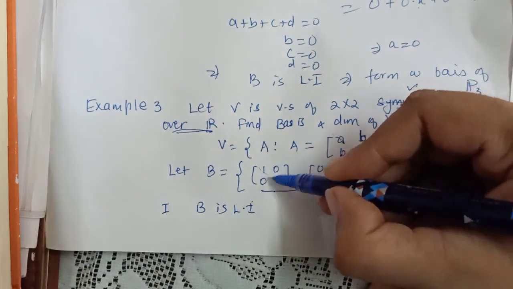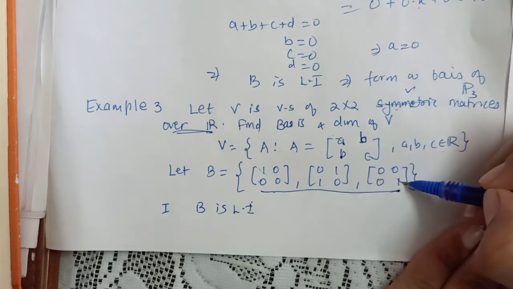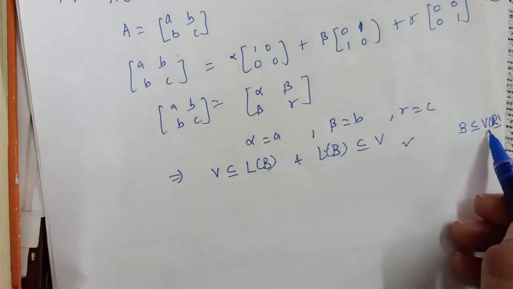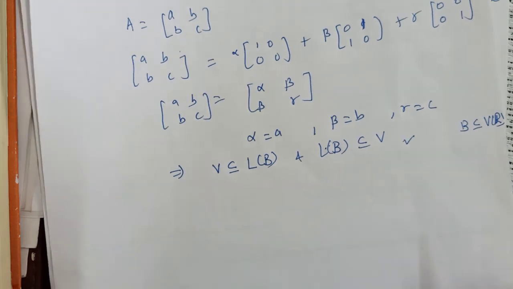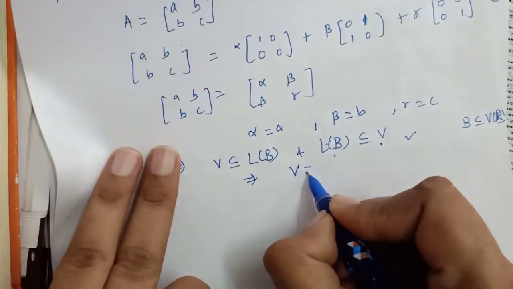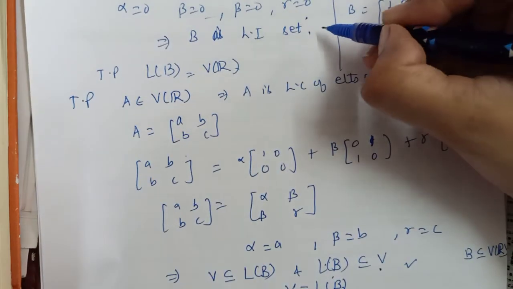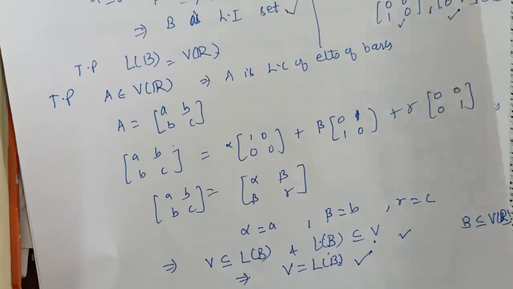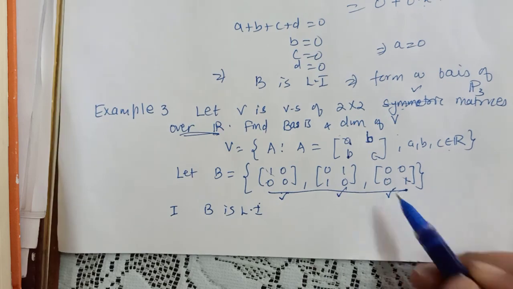This is our diagonal, the elements of the diagonal are the same. This is our diagonal, the elements of the diagonal are the same. So B is contained in the vector space, and since linear combination, scalar multiplication and addition hold, this would obviously hold. It means the vector space is equal to the linear span of B. So B is a linearly independent set and B spans the vector space. Therefore, B is the basis. Basis with what dimension? With dimension 3. That's it.